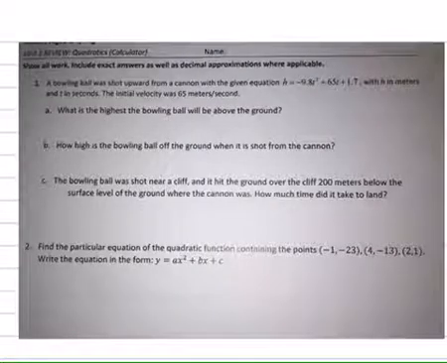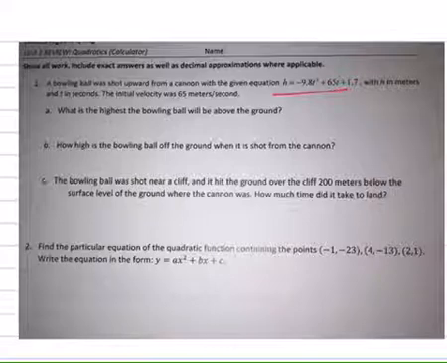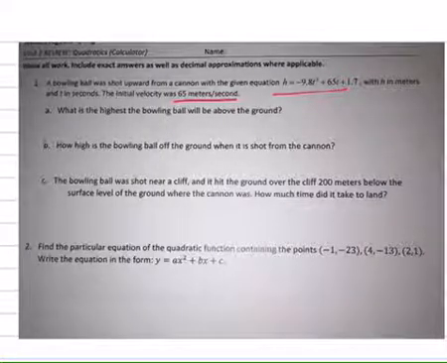All right, so a bowling ball is shot upward from a cannon with this equation, where h is in meters and t is in seconds. The initial velocity was that was your initial velocity. So what is the highest the bowling ball will be above the ground? So you're trying to find the maximum.